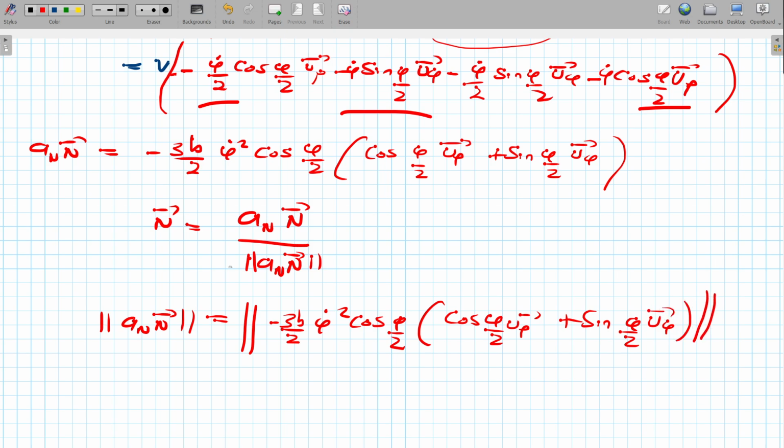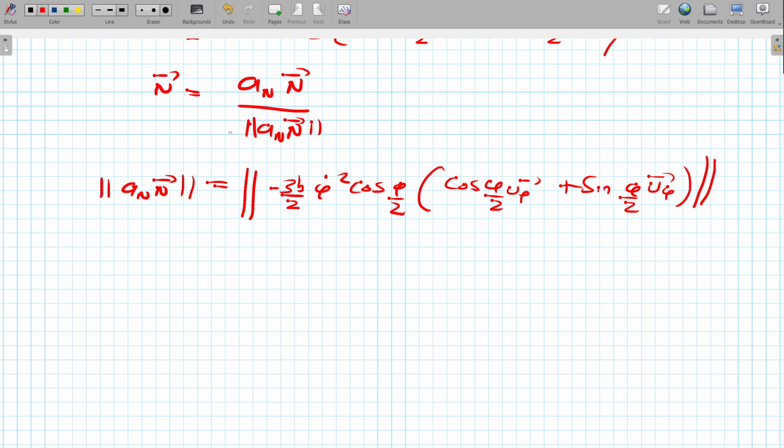So this is what you have. And then because you have a product here, you can take the norm. This norm, if it's taken on a constant, is equivalent to taking the absolute value. So if you take the absolute value, you have minus 3b divided by 2, and then phi point squared, and then cosine phi divided by 2, like so.